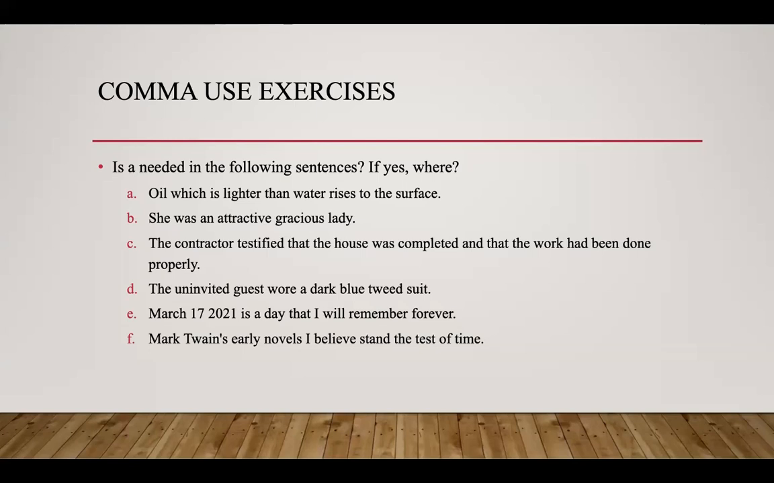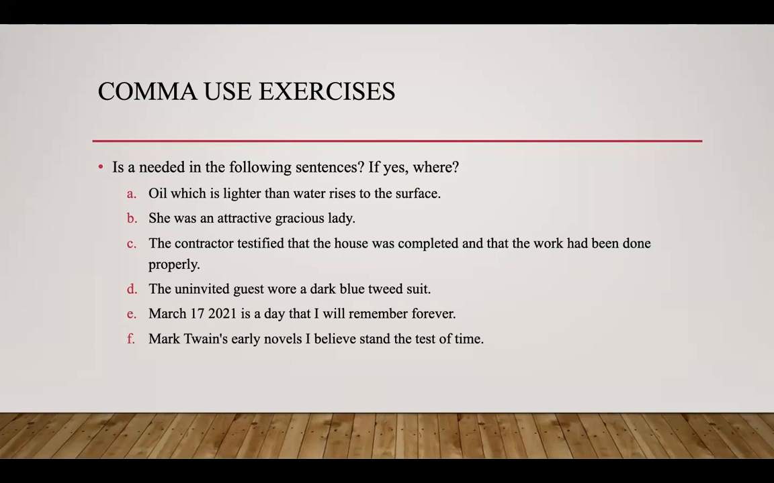Okay, which is lighter than water. This is extra information. The meaning can be delivered safely without any problem. If I say, for example, oil raises to the surface, that's it. Yes, Rahab, that's correct. So: oil, comma, which is lighter than water, comma, raises to the surface.